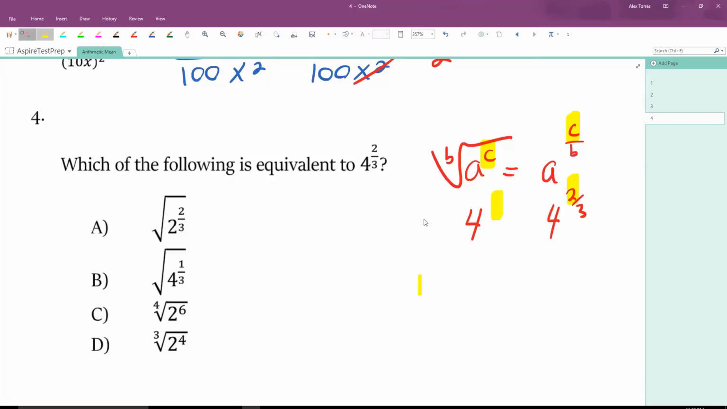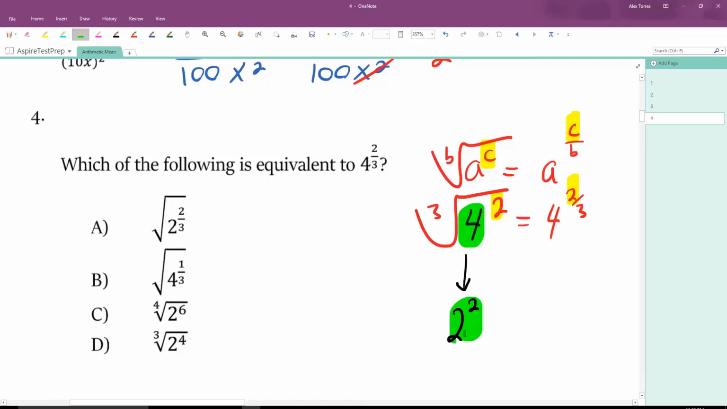So for 4 to the 2/3 power, that means that the 2 is going to go right there, and the 3 is going to be the other number that goes in the index of the radical. So right now we have the cube root of 4 squared, but we'll notice that that doesn't match any of the answers, and the reason is because we can take that 4 and further simplify it, because 4 is really 2 to the second power.